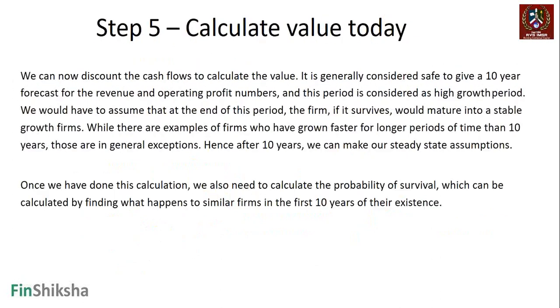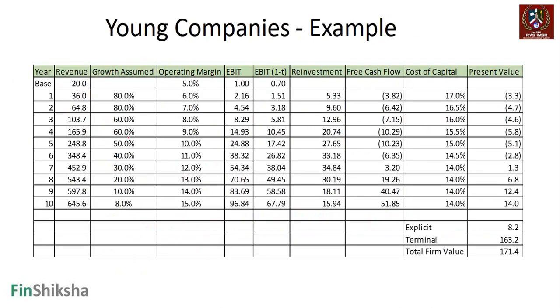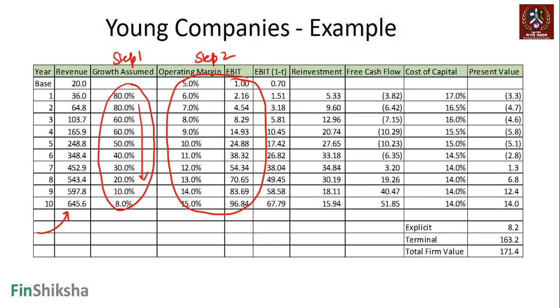We'll understand all this very quickly using just a simple example. There's a company whose revenue gets projected, assuming a revenue growth rate. That's step one. Based on this, we arrive at an operating margin number and calculate the EBIT into 1 minus T numbers. That's step two. We note that revenue growth rate goes down, operating margins go up as the company matures, right?